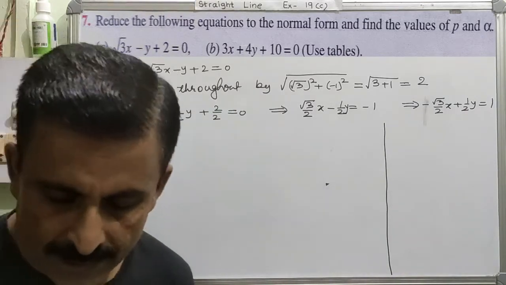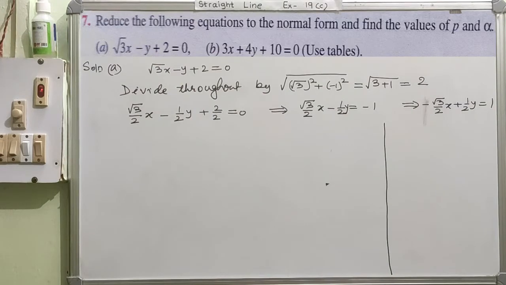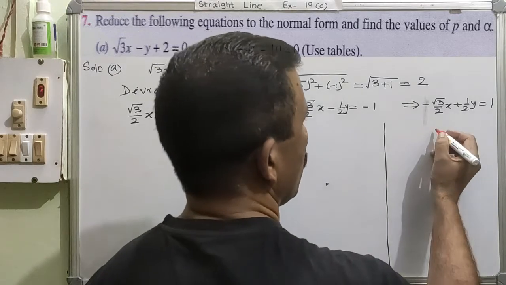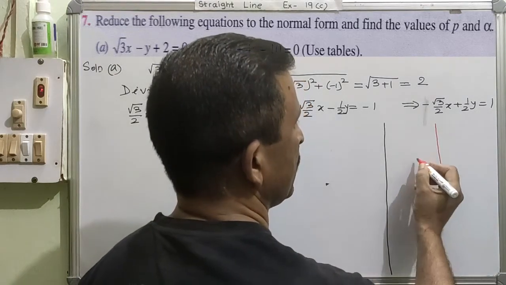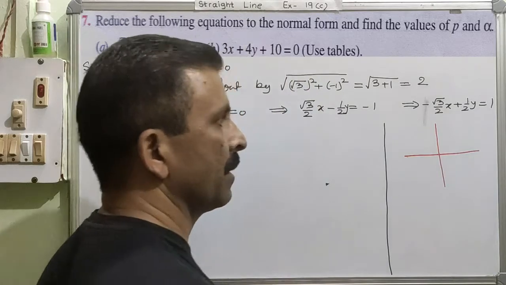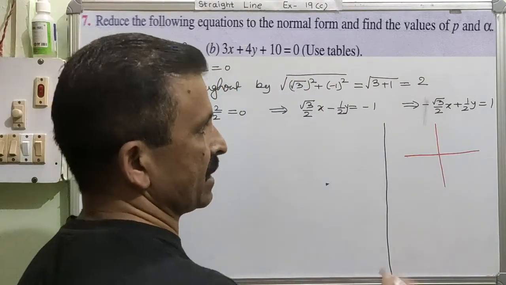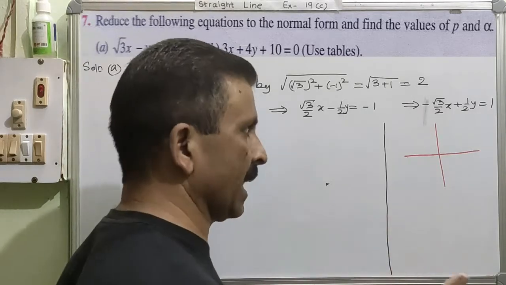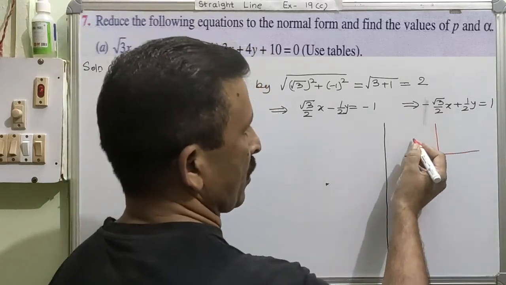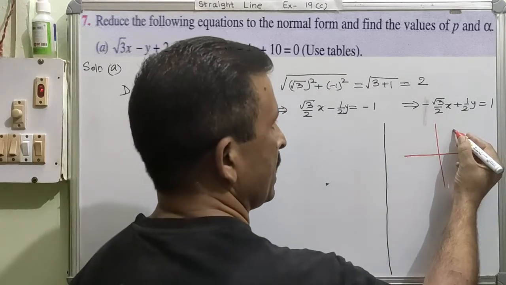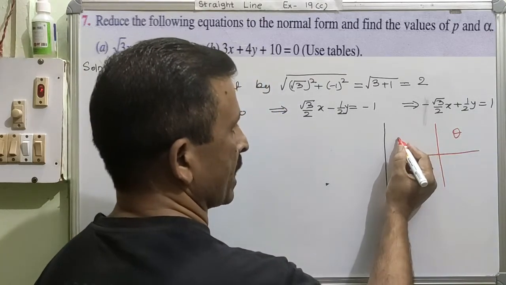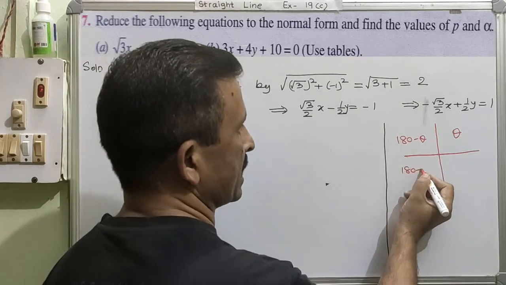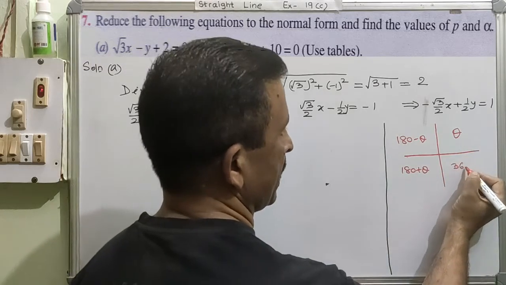What will happen if your coefficient of x or y is negative, or both are negative? In that case, we need to draw the quadrants. We need to draw the coordinate axes and divide this plane into 4 quadrants. Clear? And then using the trigonometrical angle formula, this is the first quadrant, second quadrant, third quadrant, fourth quadrant. So we will denote this by theta. This quadrant we will denote by 180 minus theta. This is 180 plus theta, and this is 360 minus theta.